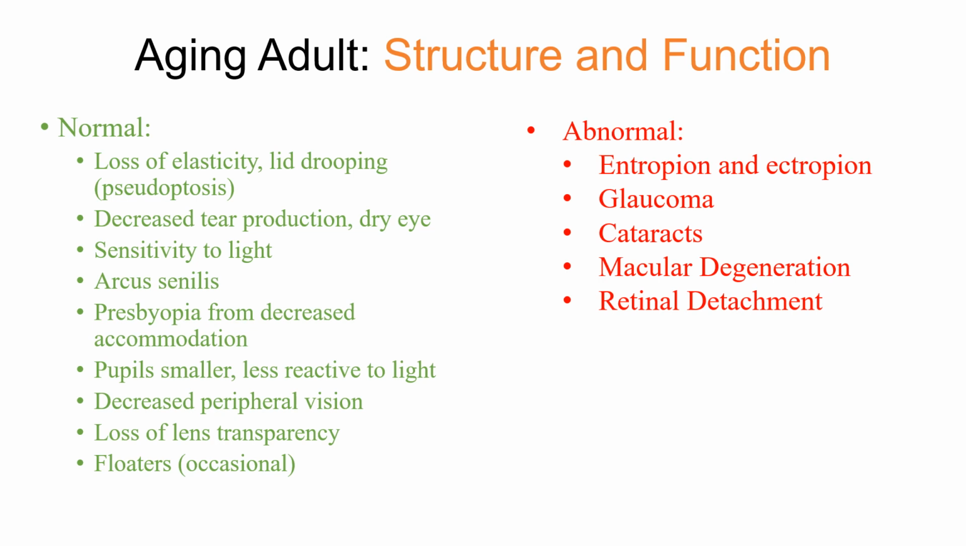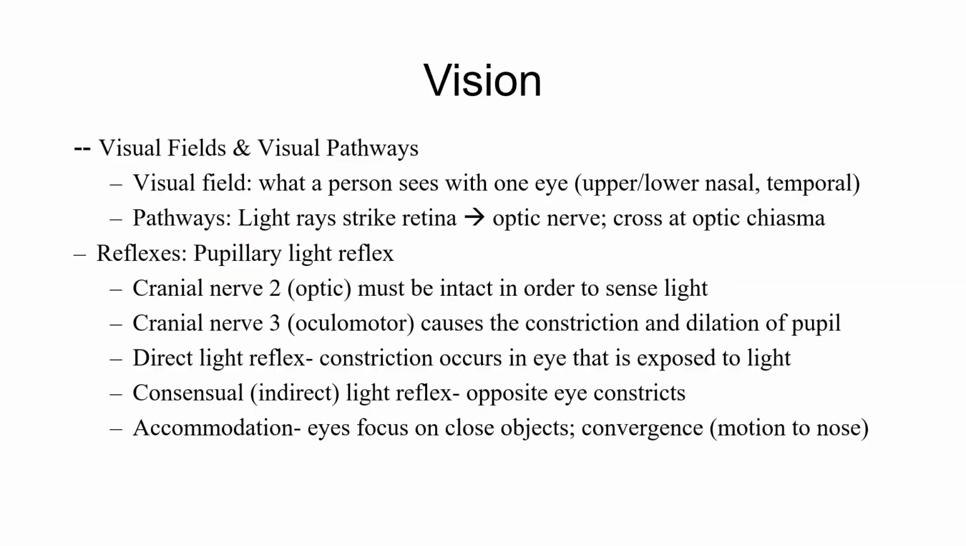Decreased peripheral vision and occasional floaters. Now, if there are sudden changes, that is obviously not age-related. Any sudden changes in vision are pathologic for sure. Now, there are different diagnoses that affect vision fields that we're going to talk about, especially glaucoma, cataracts, macular degeneration, and retinal detachment. Now, the visual field is what a person sees with one eye, so forward and to the periphery. Light strikes the retina, the optic nerve, and those things are processed.